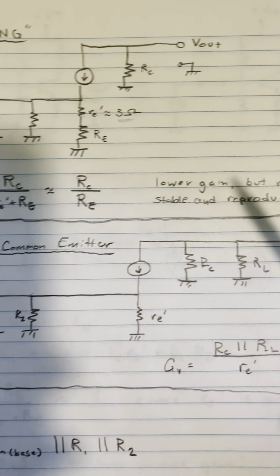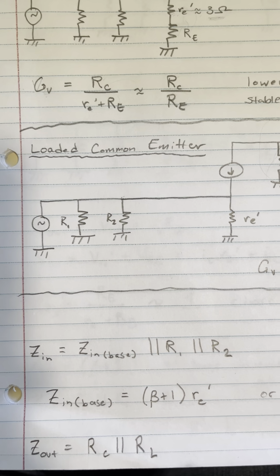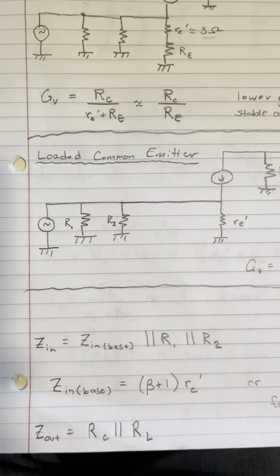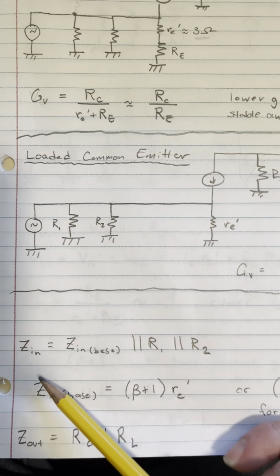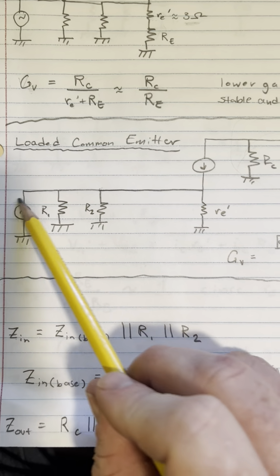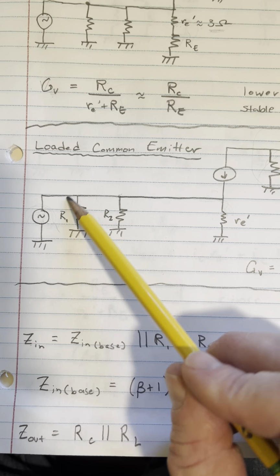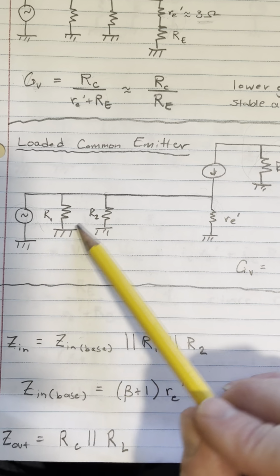Now, the last thing I want to talk about, which we didn't spend a lot of time on in class, and for review purposes I wanted to go over, is the equivalent impedance. And first we'll do the input impedance. Now, the input impedance, in other words, the resistance seen by this power source, is going to be equal to the effective impedance of the base of the transistor, and that's going to be in parallel with R1 and R2.